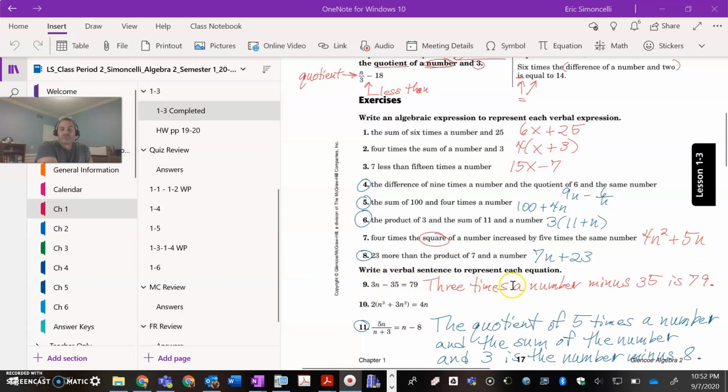Next, write a verbal sentence to represent each equation. Number 9, 3n minus 35 equals 79. So what I noted here, I said 3 times a number minus 35, and then I just simply wrote is 79. And this is exactly a good version that would be acceptable. There are other versions that I'll accept.